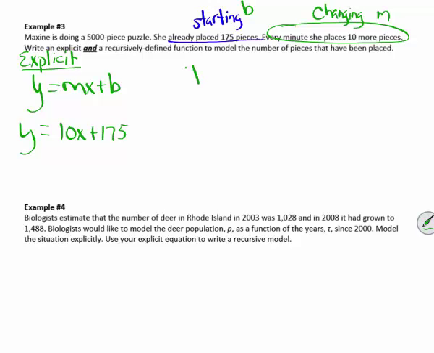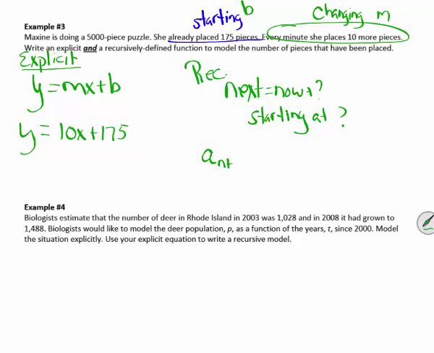For my recursive, I need, right, it's next equals now plus question mark, starting at whatever. Okay, so next, a(n+1). Now, a(n). How much is it changing by? It's changing by 10 pieces. Where is it starting? A1 is 175 pieces. Okay.